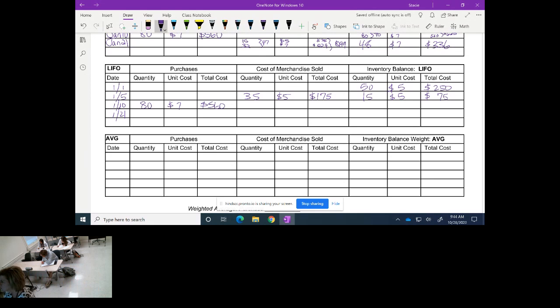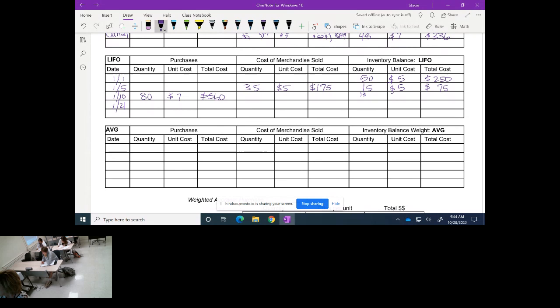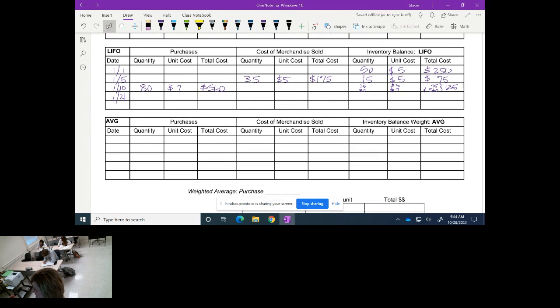So now we've got 15 at 5, and we've got 80 at 7. We've got 560, we've got 75, so we've got 635 here. All right, so now we've got a sale, 47 units. Because we're last in, first out, we're going to take them from those newest units. So we're selling the $7 units. So 47 times 7 is 329.